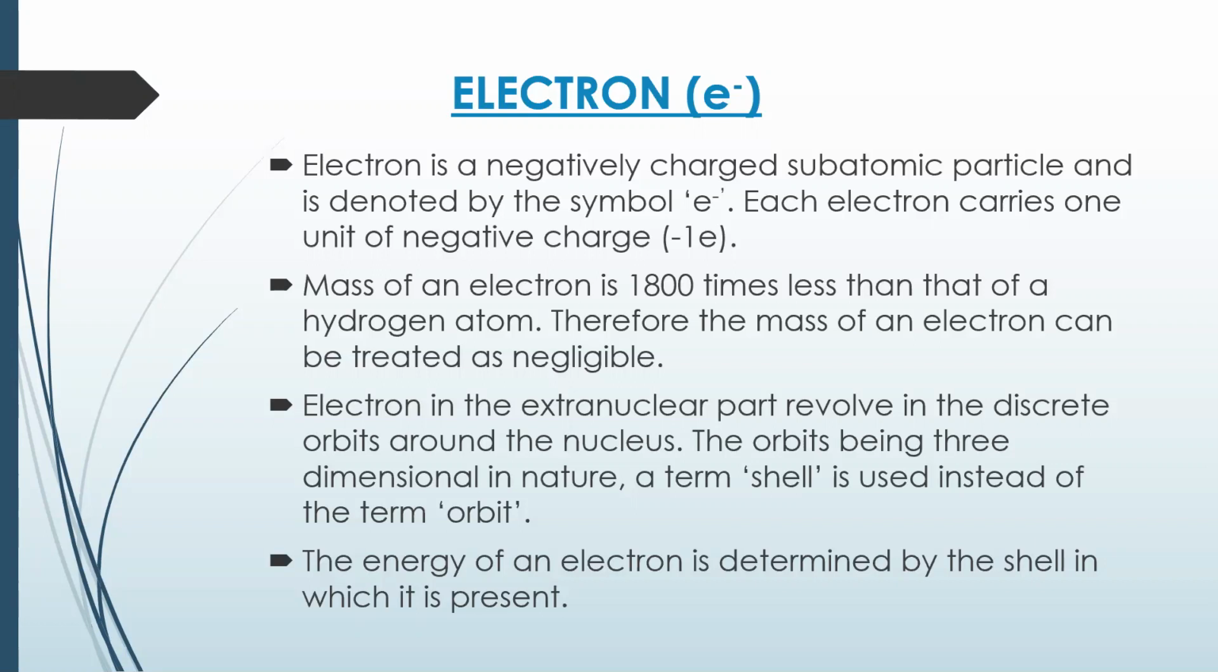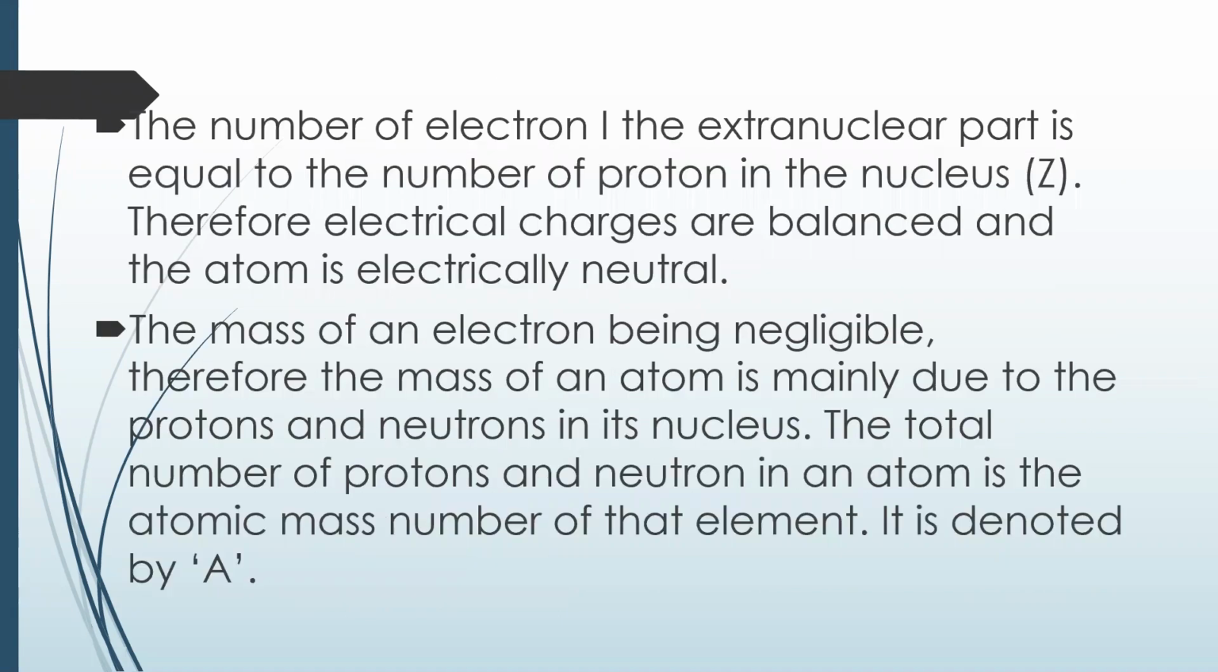Electrons in the extranuclear part revolve in discrete orbits around the nucleus. The orbits being three-dimensional in nature, the term shell is used instead of the term orbit. The energy of an electron is determined by the shell in which it is present. The number of electrons in the extranuclear part is equal to the number of protons in the nucleus. Therefore, electrical charges are balanced and the atom is electrically neutral.